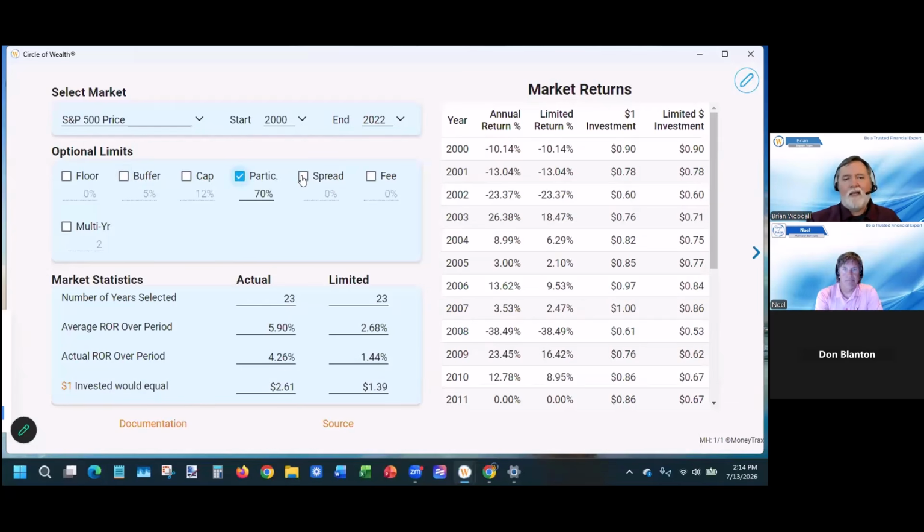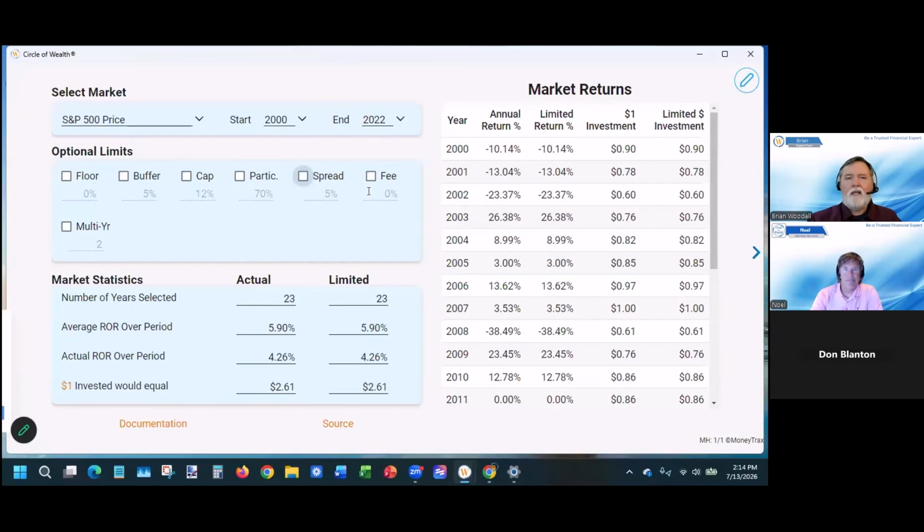Participation, I can decide how much of the money is actually participating in the investment. Spread is the opposite of buffer. If I put a 5% spread, then on my winning years, it doesn't affect my losing years, but on my winning years, I give the investor the first five, and then I take what's left over.